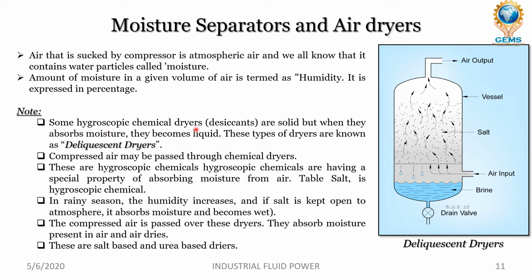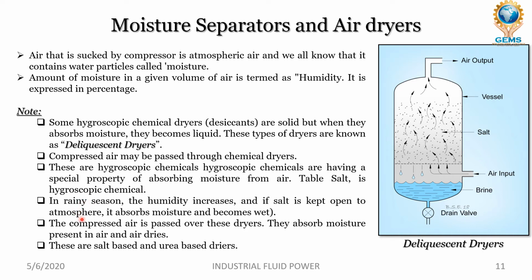Some hygroscopic chemical dryers or desiccants are solid, but when they absorb moisture, they become liquid. These types of dryers are known as deliquescent dryers. Compressed air may be passed through chemical dryers. These are hygroscopic chemicals, which have a special property of absorbing moisture from the air, like table salt.